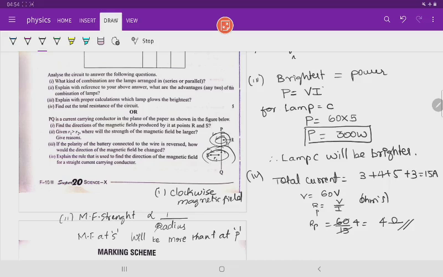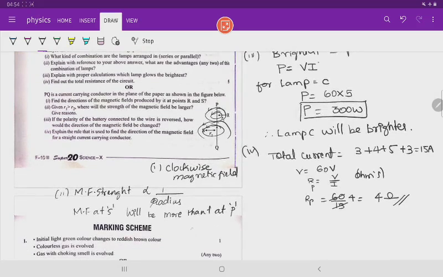Question number 3. If the polarities of the battery connected to a wire are reversed, how would the direction of the magnetic field change? Obviously, the direction of the magnetic field also changes. So the answer will be anti-clockwise. Remember, we have already seen this in the first question. If you want, you can rewind and watch the current carrying straight conductor. I've shown it in the beginning of this video with both directions.